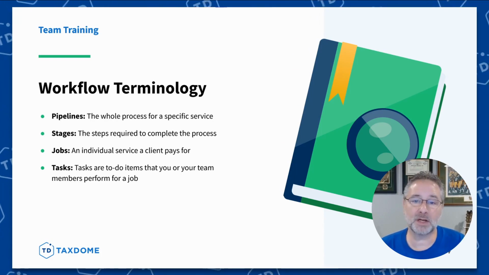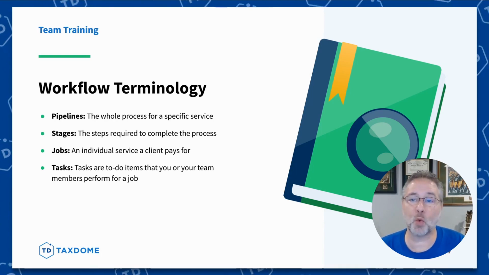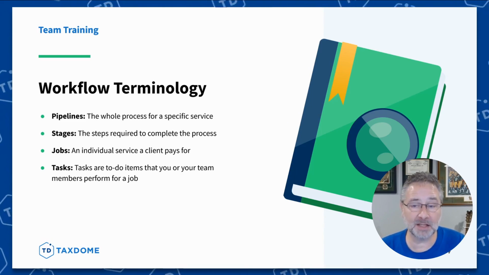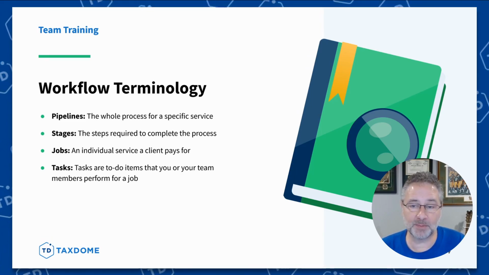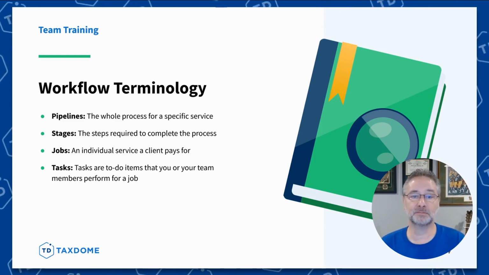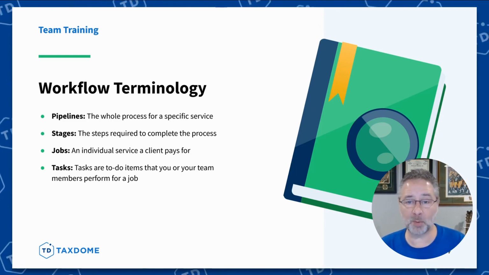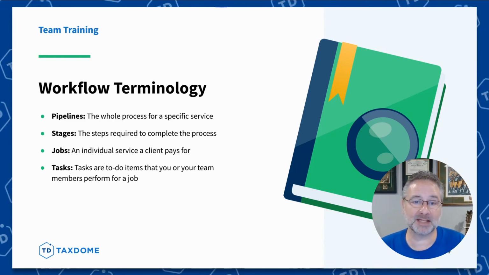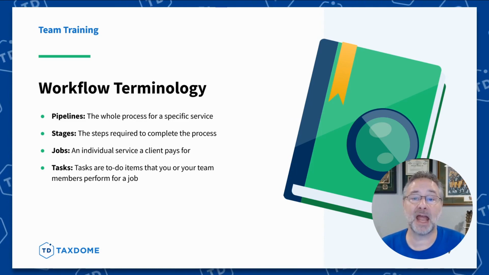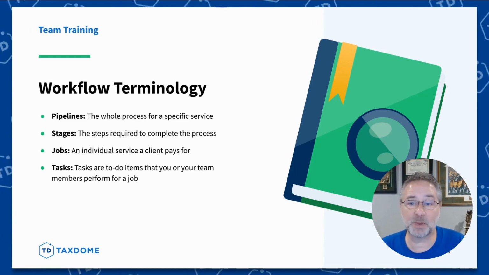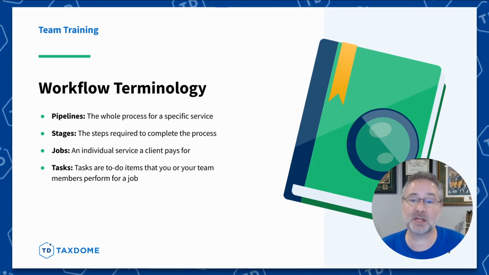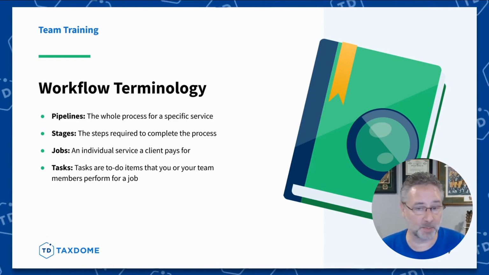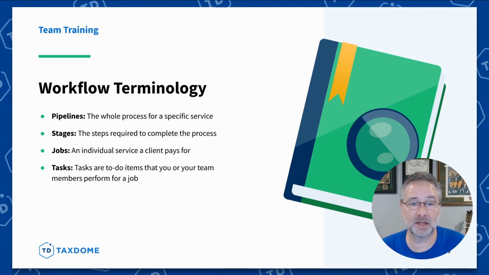The workflow is the umbrella term that covers everything work-related, but the main terms that you need to know about are the pipelines, stages, jobs, and tasks. Pipelines represent the whole process that you will do for a specific service. This means that the pipeline itself is the process, and because of that, you'll have it split into stages, meaning the steps that you need to take to complete that process. Stages are simply the steps in that process.